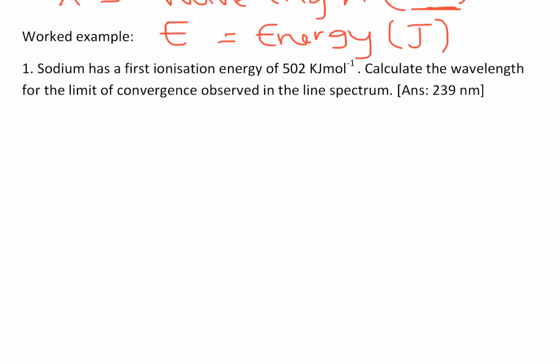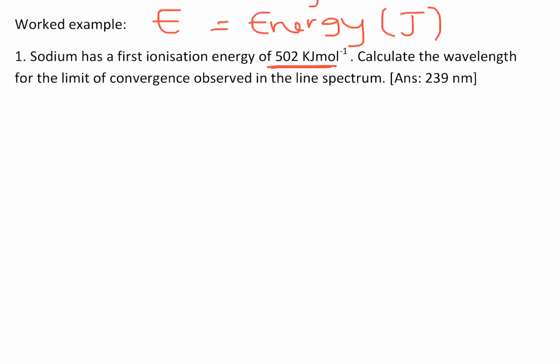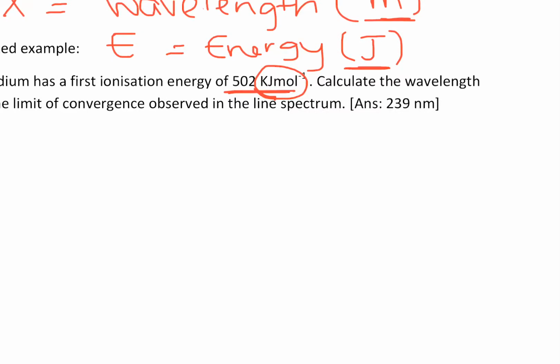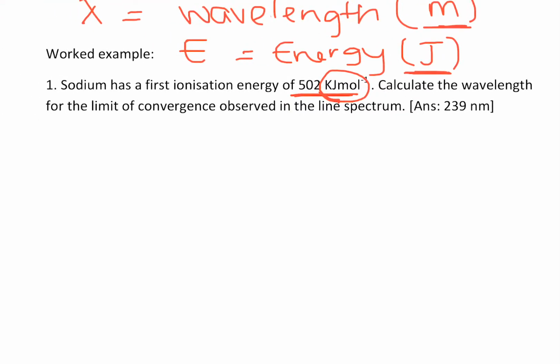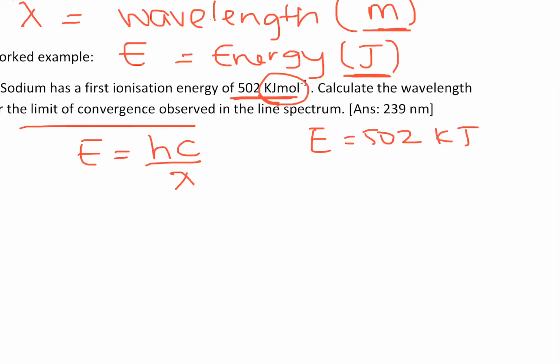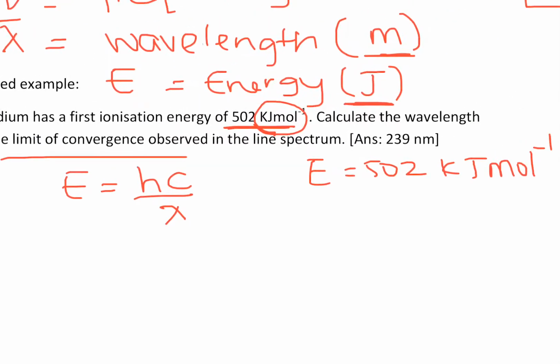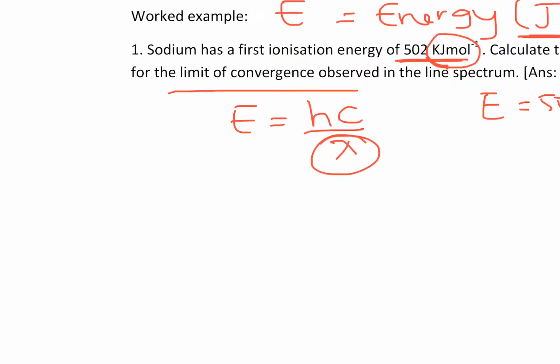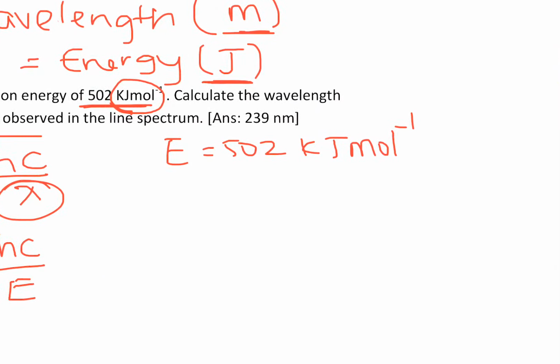Let's see the first question. Sodium has a first ionization energy, which is given in kilojoules per mole, so we'll have to change it into joules. Calculate the wavelength for the limit of convergence in the line spectrum. E equals hc over lambda. The E is given in kilojoules per mole, so we'll have to change this into joules, and we need to find the wavelength. If we need to find wavelength, that will be hc over E. So let's find the energy in joules.